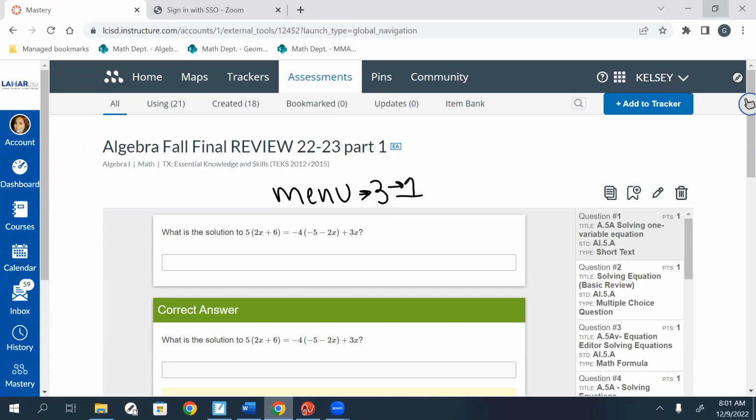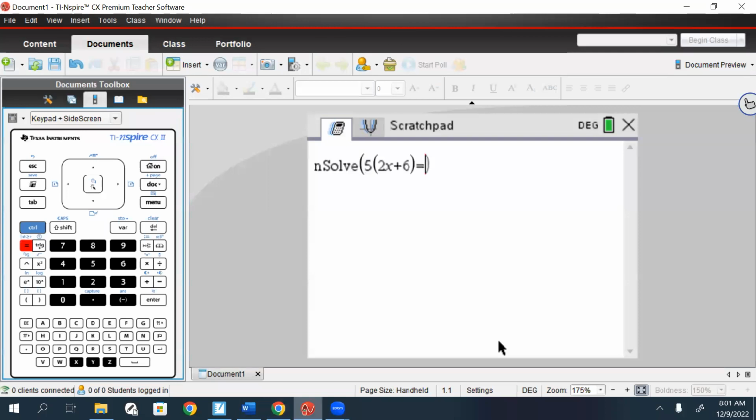-4, and then we have -5 minus 2x, so -4, and then in parentheses -5, subtract 2x, close up our parentheses, and then we've got plus 3x, okay? So plus 3x. Now all of that is inside the big nsolve parentheses, and then before we press enter, we've got to put comma, and then the letter that we've typed in, x. So put x there and press enter, and so our answer is 10. So all we had to do was just go menu 3, 1, and then type in there.